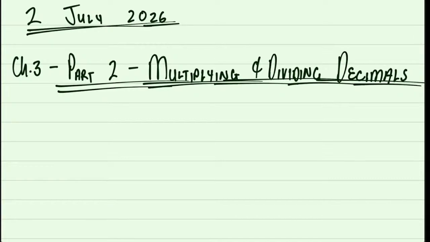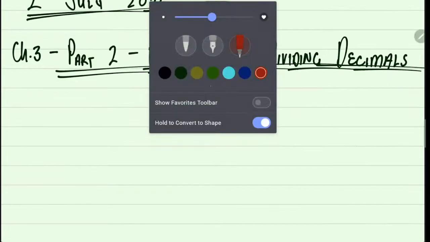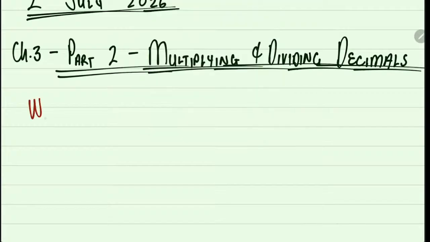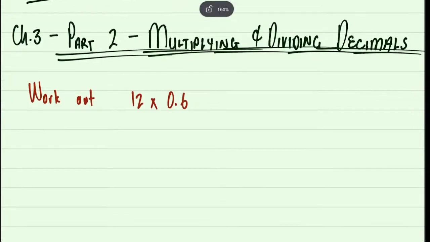All right, so now we're starting. Everybody, listen to how you're going to do it. Let's say a question asks you, I want you to understand what this topic is about. Let's say a question asks you to work out 12 times 0.6. Okay? Now, if the question says work out 12 times 0.6, let me tell you what you do.